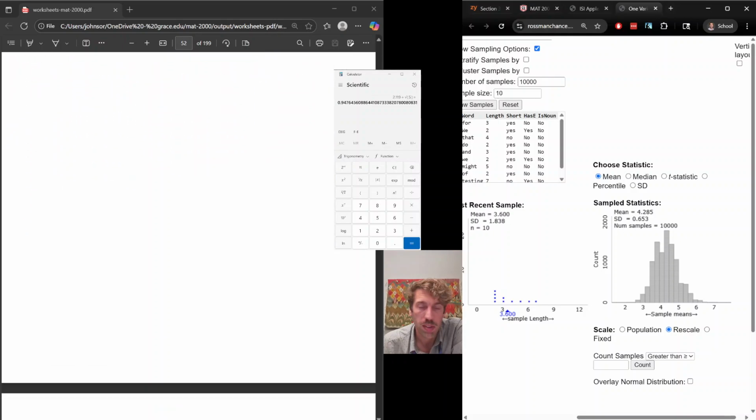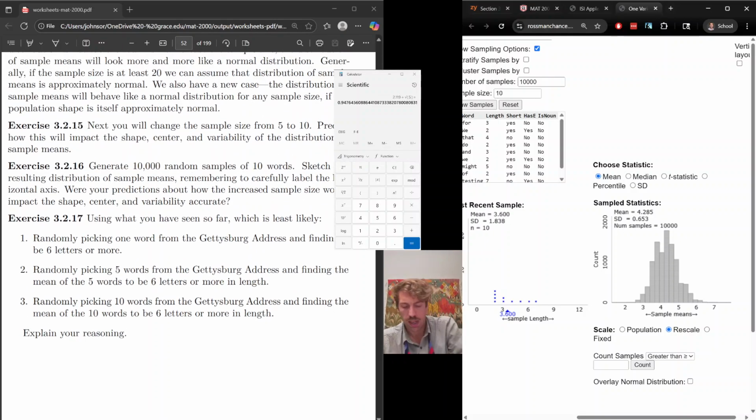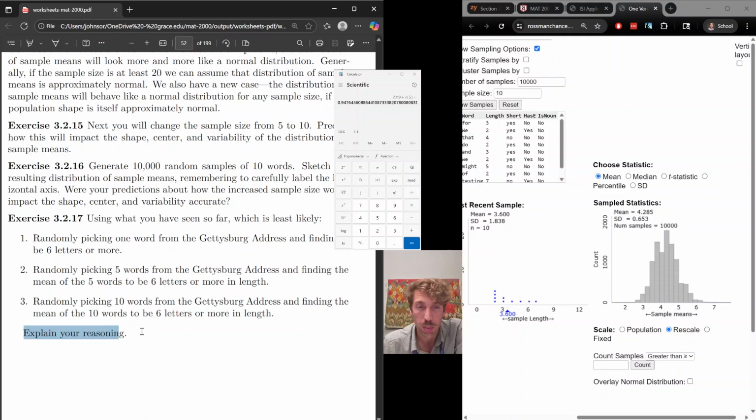Using what you've seen so far, what is least likely? So for number 17, that's the last question of this, which of these three, 1, 2, or 3, is the least likely? And then the key is to explain your reasoning. So tell me why, whichever one of those is the least likely. All right, that completes the discussion and hints for this worksheet.